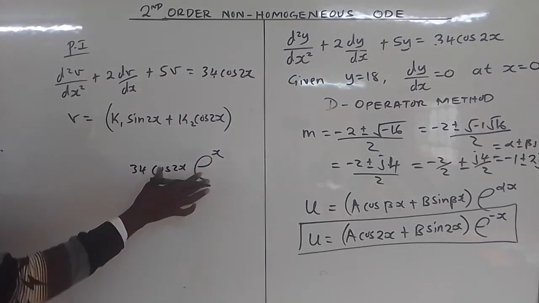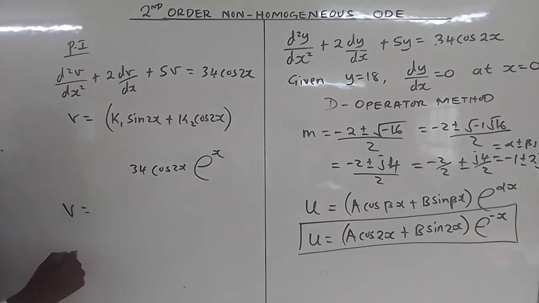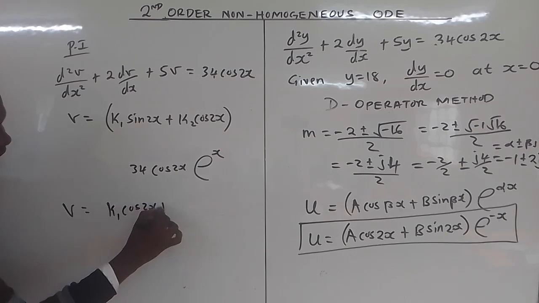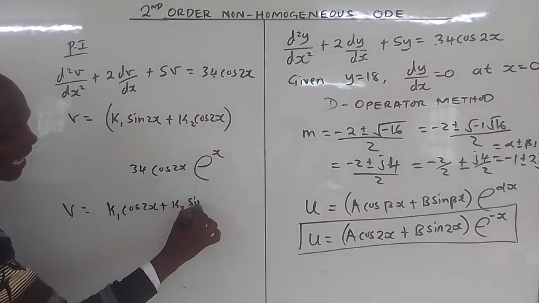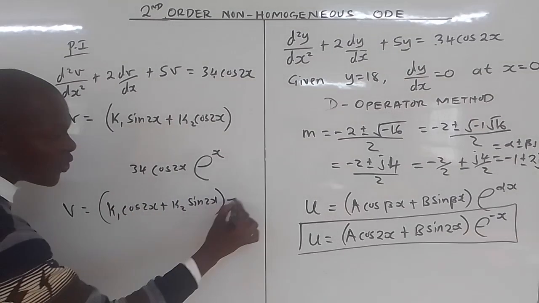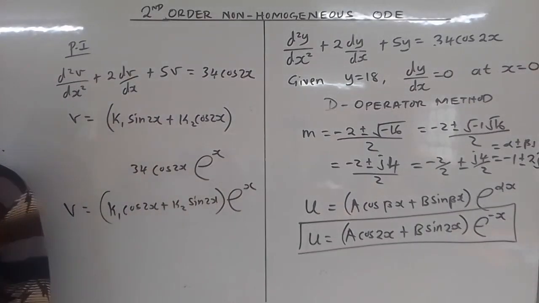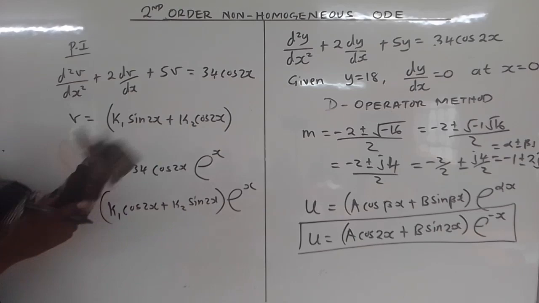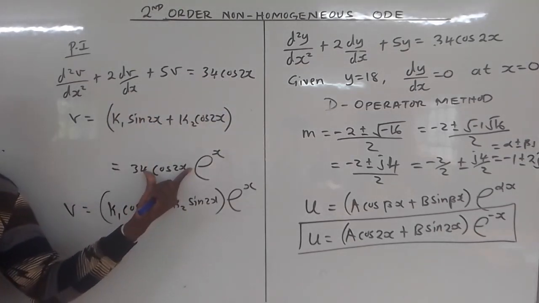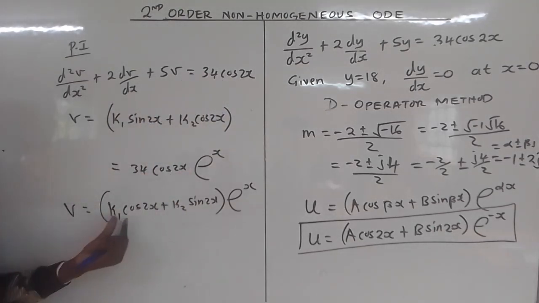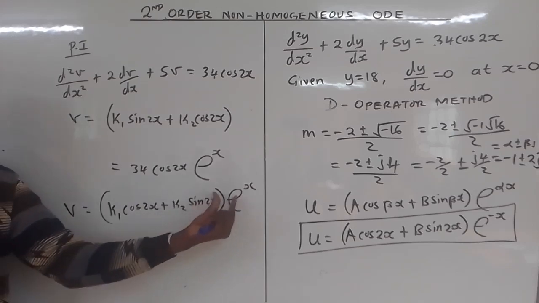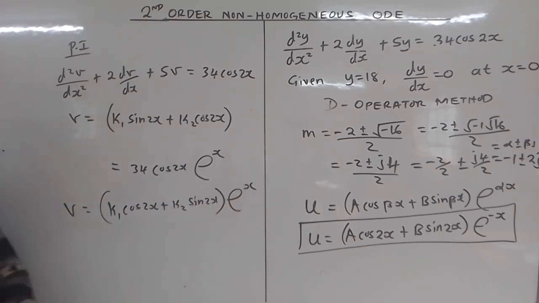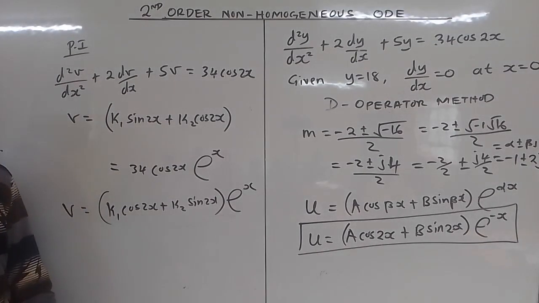Meaning, your choice for v would have been what? It would have been k1 cos 2x plus k2 sine 2x, times exponential x. Are you seeing that? If your function of x were this, you would choose v to be k1 cos 2x plus k2 sine 2x, times exponential x. Then you check.